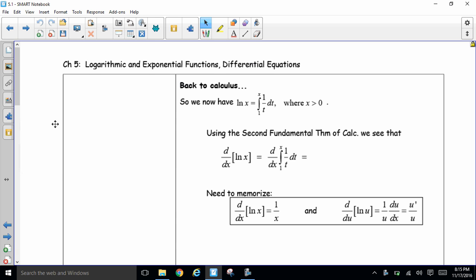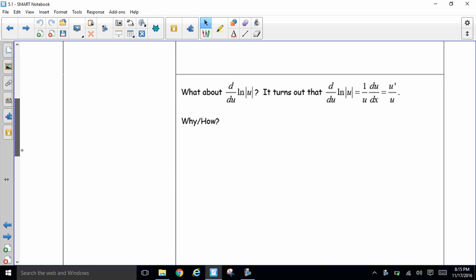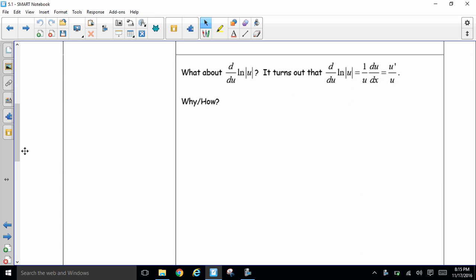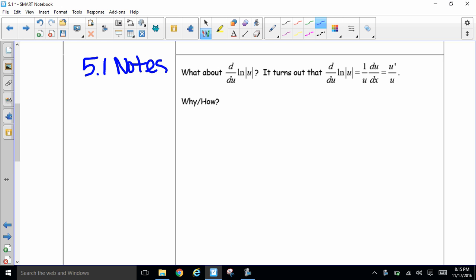Okay, so this is back in our 5.1 notes, and yesterday we left off at the portion about differentiating the natural log of absolute value of u. So again, 5.1 notes. You can pause this as needed to get to the spot that you need to be.